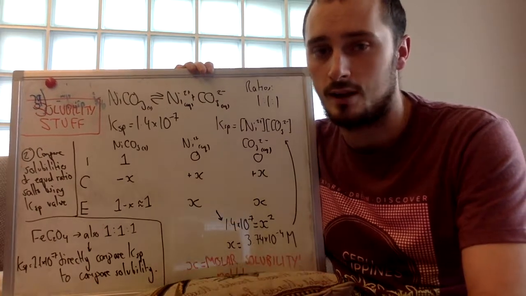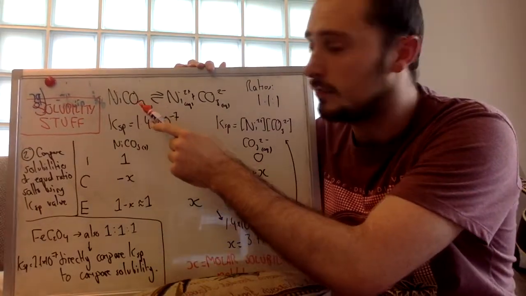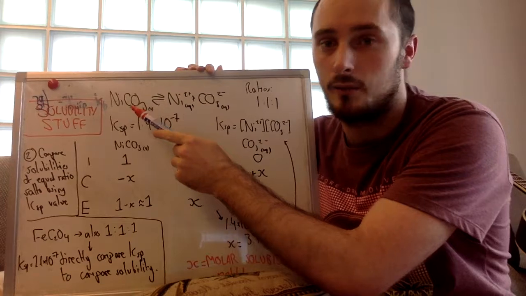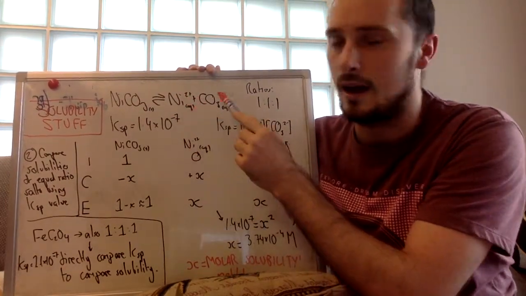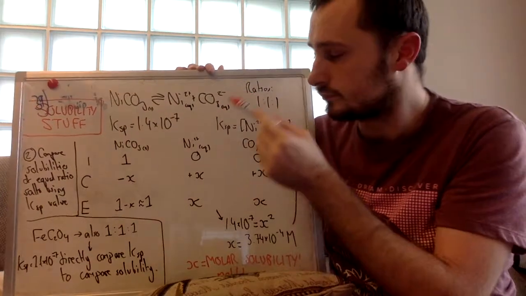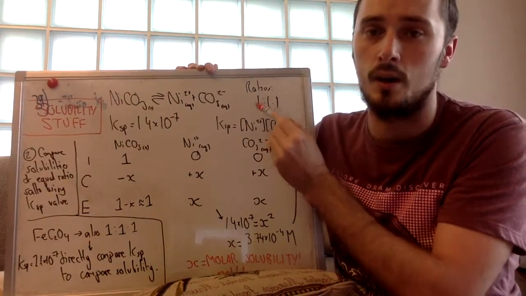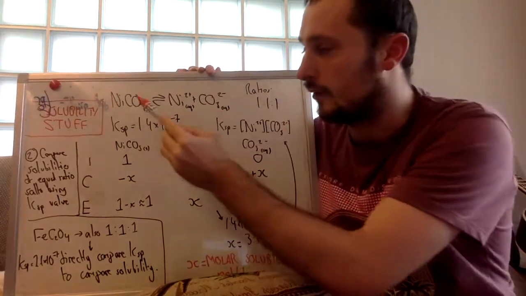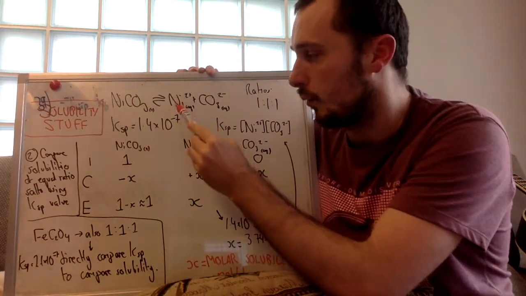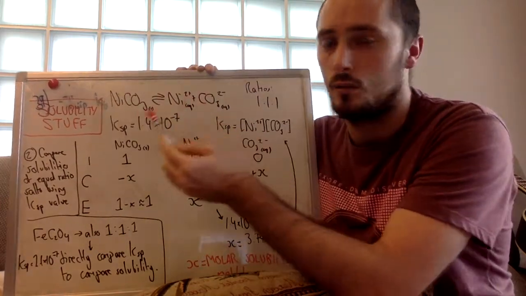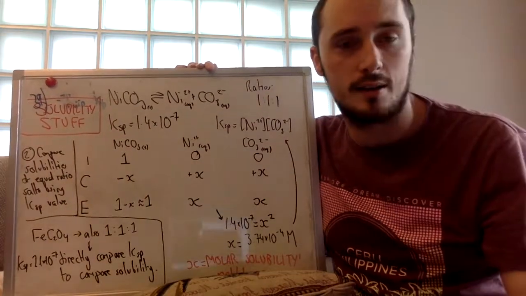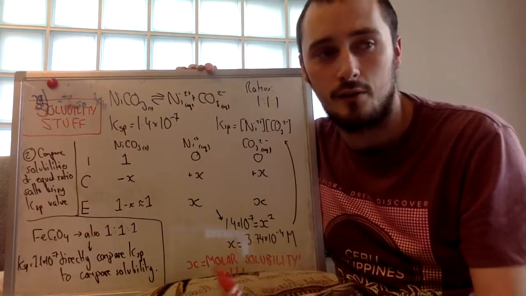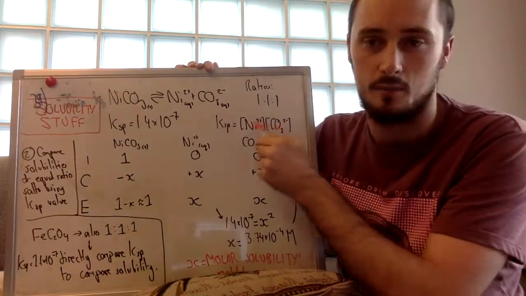So what I've looked at here, starting at the top, is our compound from video 1, nickel carbonate. It dissociates into nickel 2 plus and carbonate ion. The ratio of this, as you can see, is 1 to 1 to 1. For every molecule of this, you get one of these and one of these. You're also given a KSP value, which is 1.4 times 10 to the minus 7. As you can see, very, very small. This is my equilibrium expression.